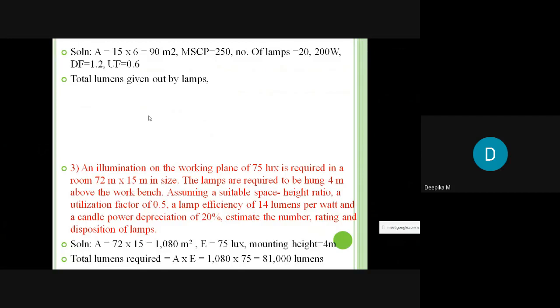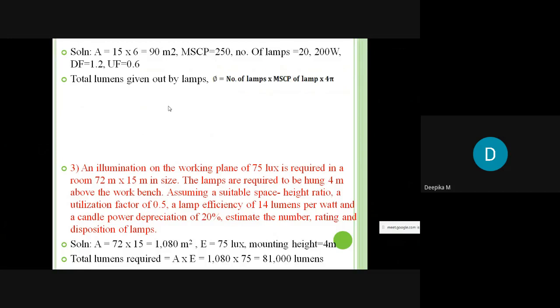Next, to calculate total lumens given out by the lamp. So the total lumens given out by the lamp is nothing but what? It is number of lamps into MSCP of lamp into 4 pi. This is the formula which we have used in the earlier cases also to calculate the total lumens. That is nothing but number of lamps into MSCP of lamp into 4 pi.